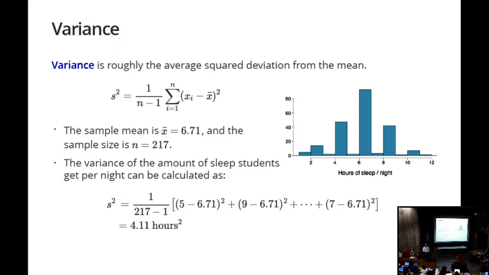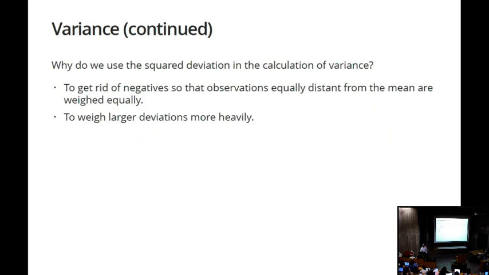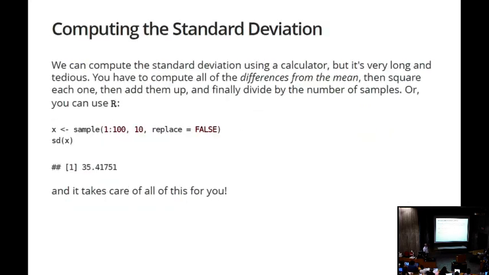But the mean is 6.71. There were 217 people in the sample, and you could compute the variance by going, all right, your hours of sleep minus 6.71 squared, plus your hours of sleep minus 6.71 squared, plus yours, plus yours, and so on, plus why am I doing this, and then eventually you finish. Or, how do we do it the easy way? We ask R to do it. One line of code, and boom, it's done. So I'll come back to this in a second.